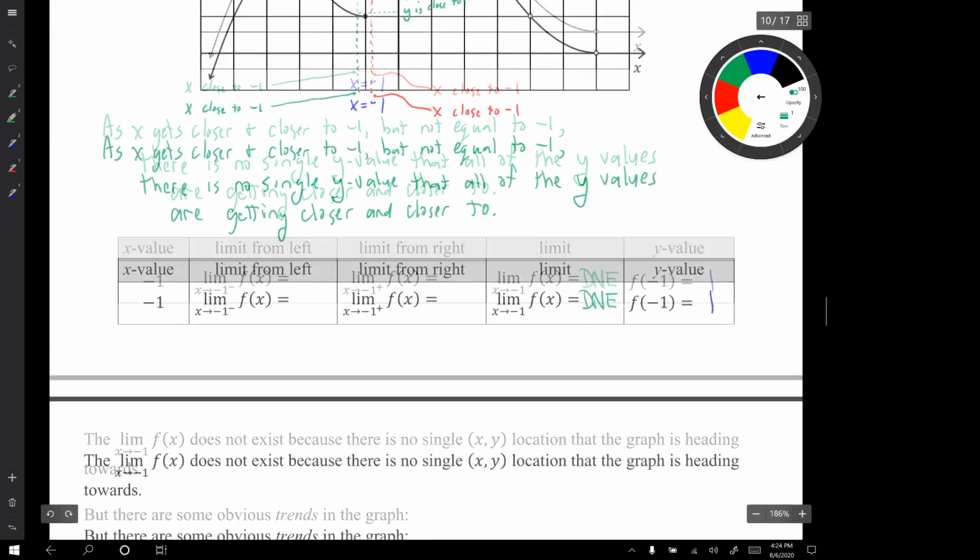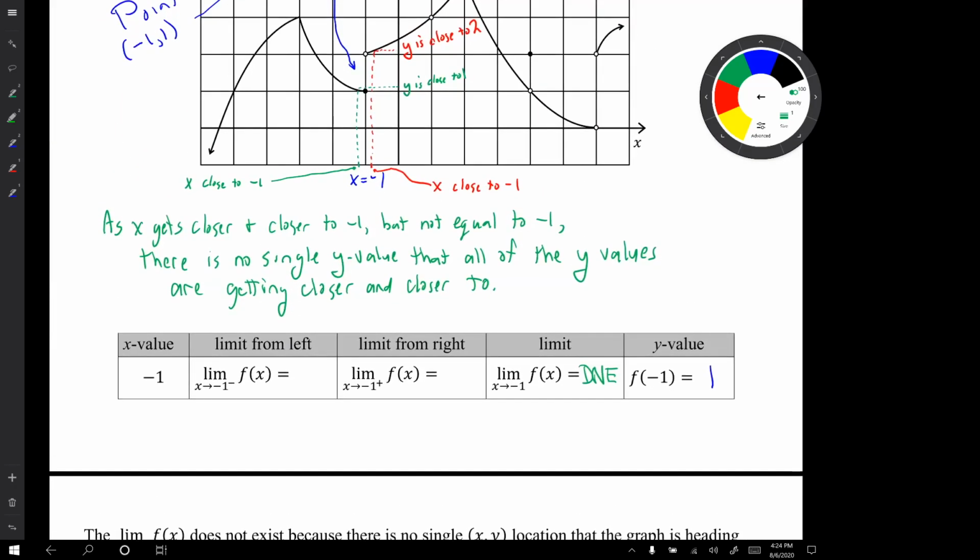But there are some trends in the graph. Notice that when x is closer and closer to -1, but to the left of -1, the y values are getting closer and closer to 1.